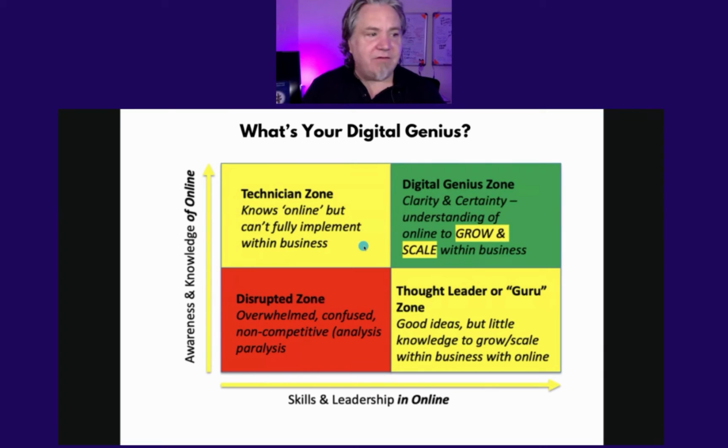We obviously need to be out of this disruptive zone, and the thought leader guru zone. It's good ideas, but little knowledge to grow and scale within business, within online. And we don't want to be that overly technical person either. We need to understand the bigger pieces of the business that allow us to do that. Online, but can't fully implement within business because it's not all connected.